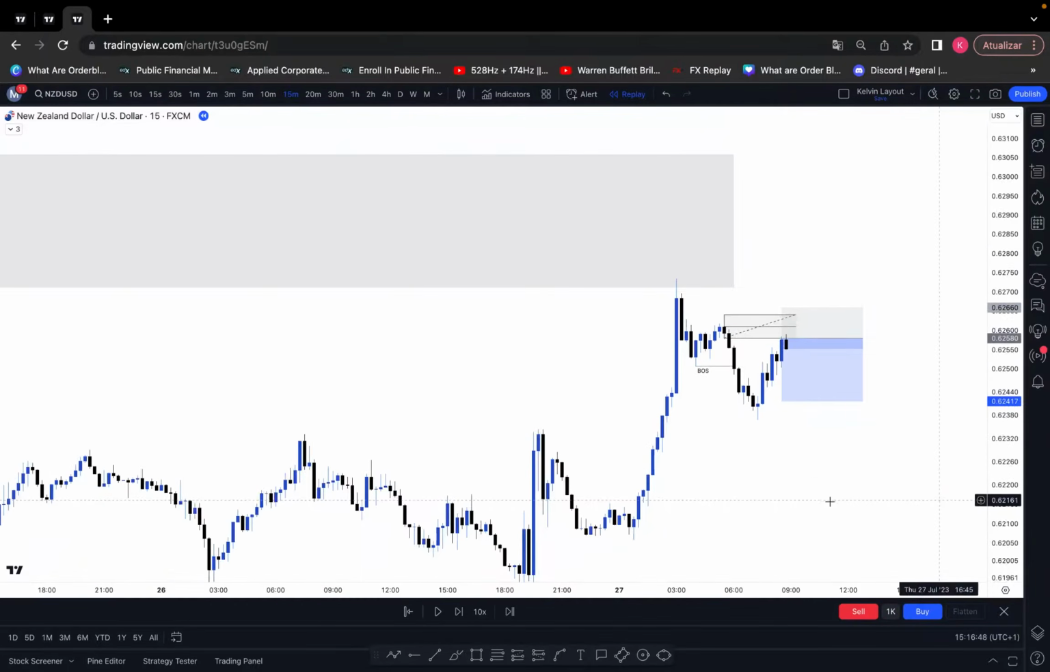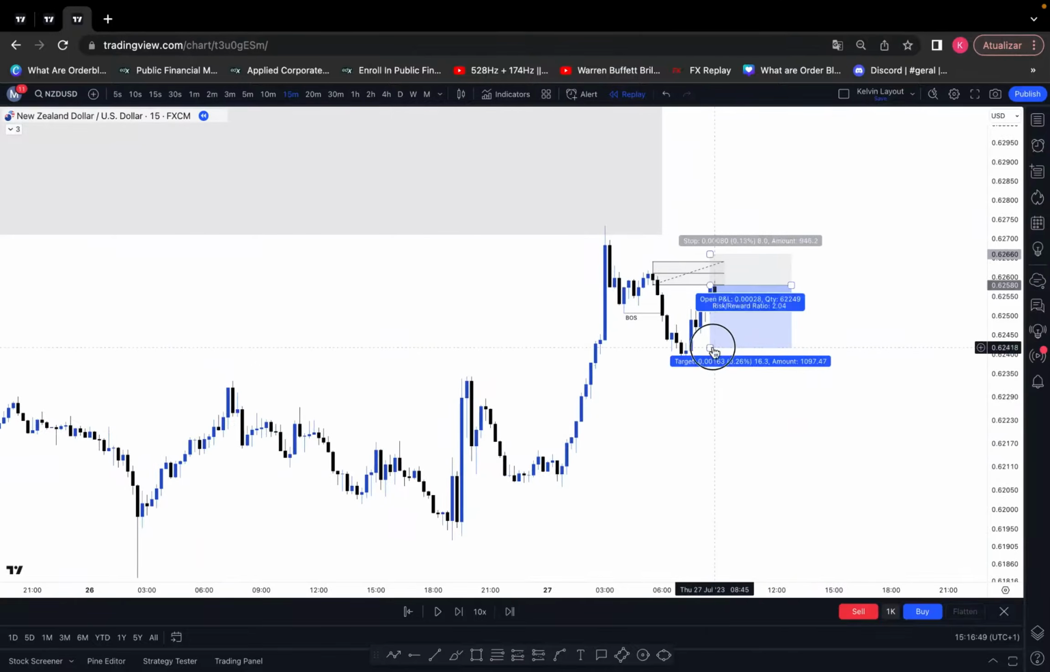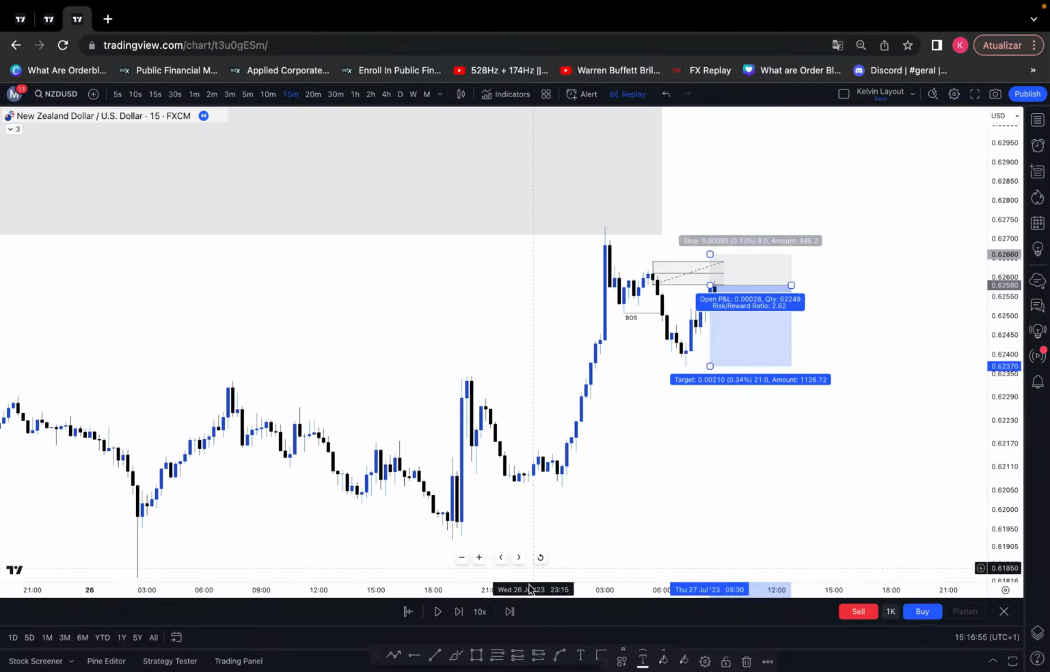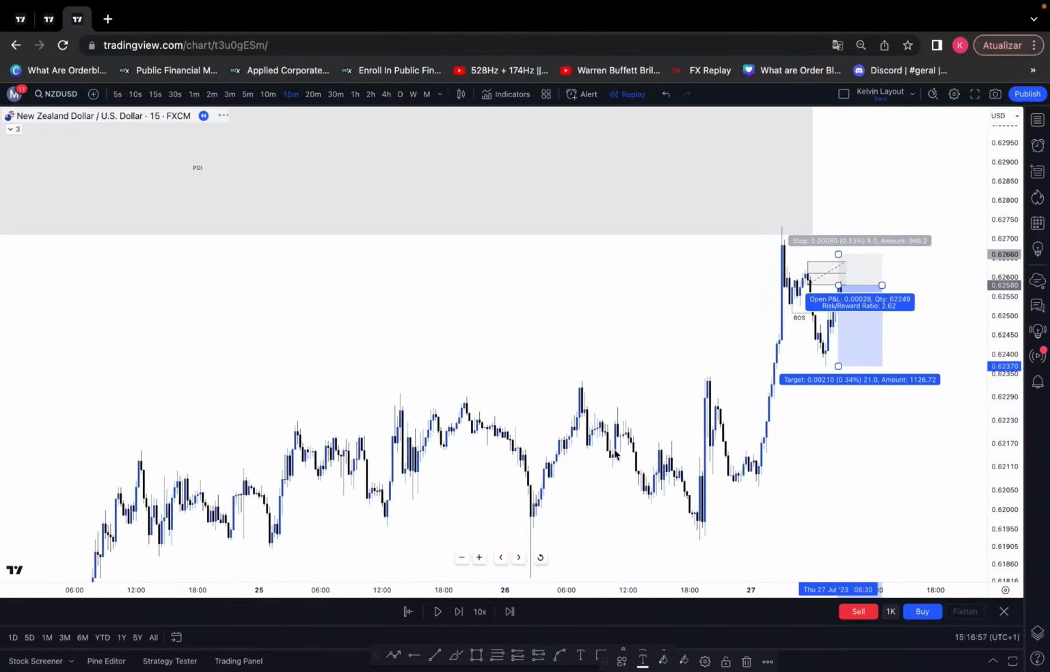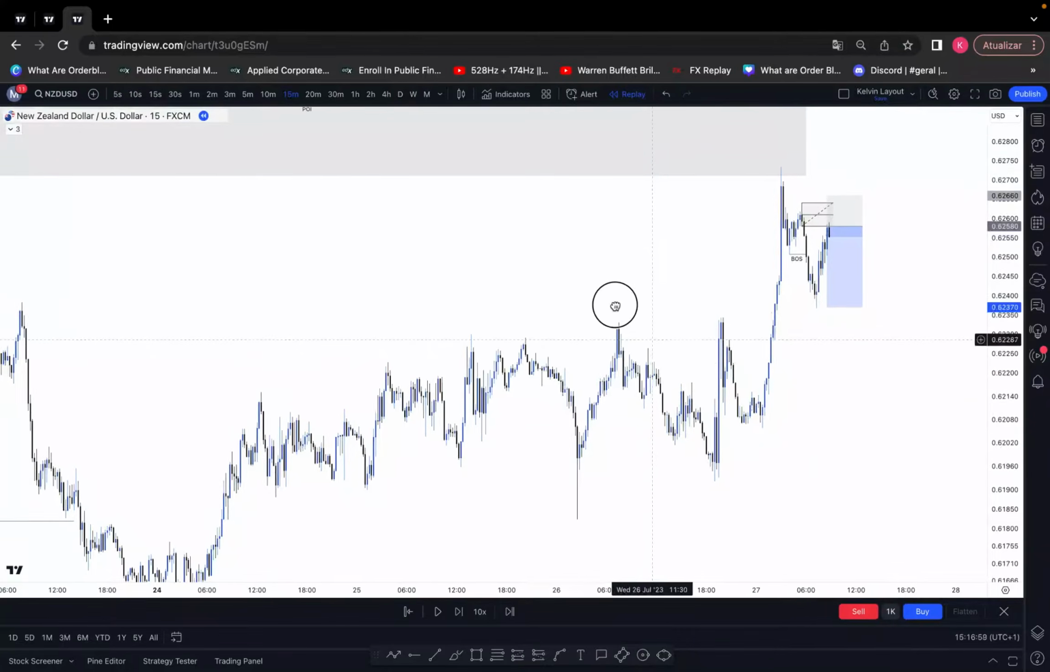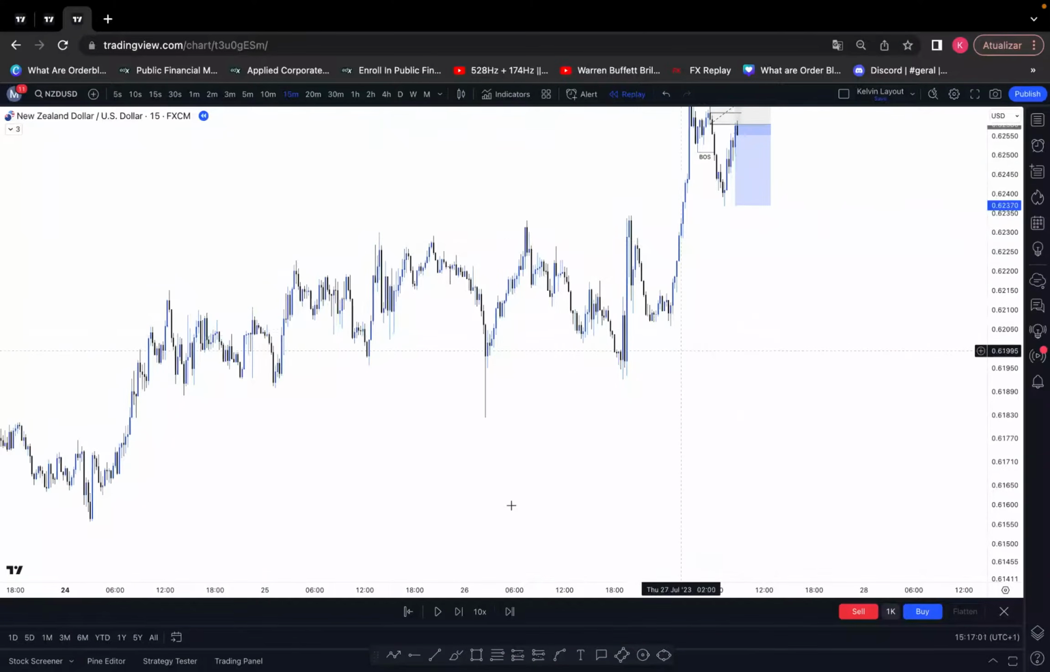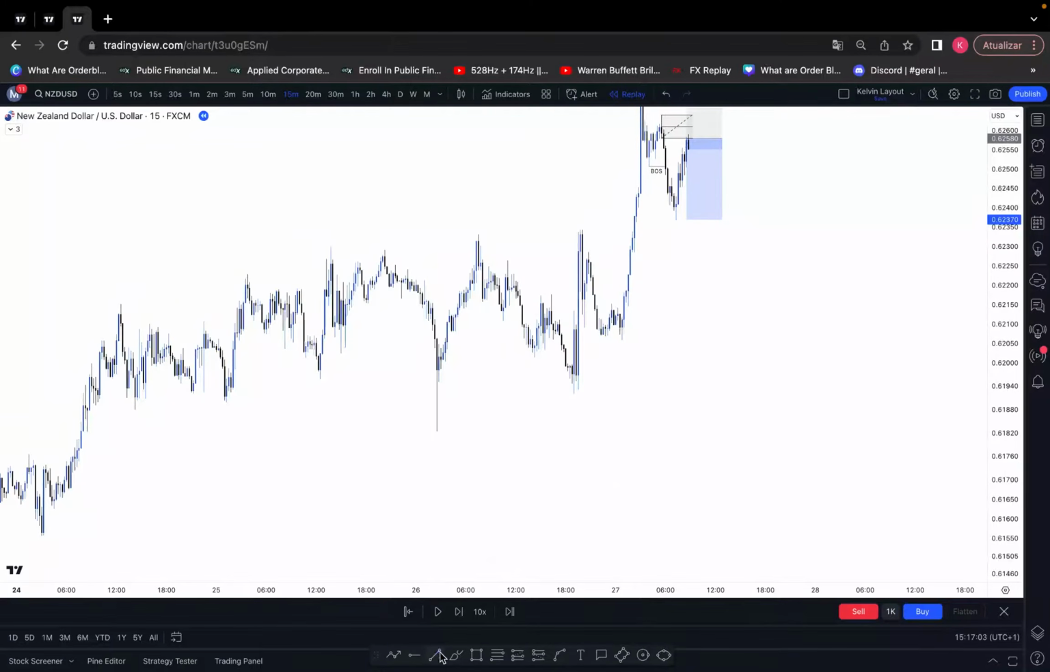And where is our target? We can target the next M15 low, this low right here. This is a very good target. This can be a 1 to 2, but if it's not enough, we still have the higher time frame in our favor. So we can target this structure low right here, all of these weak lows. This can be a target.